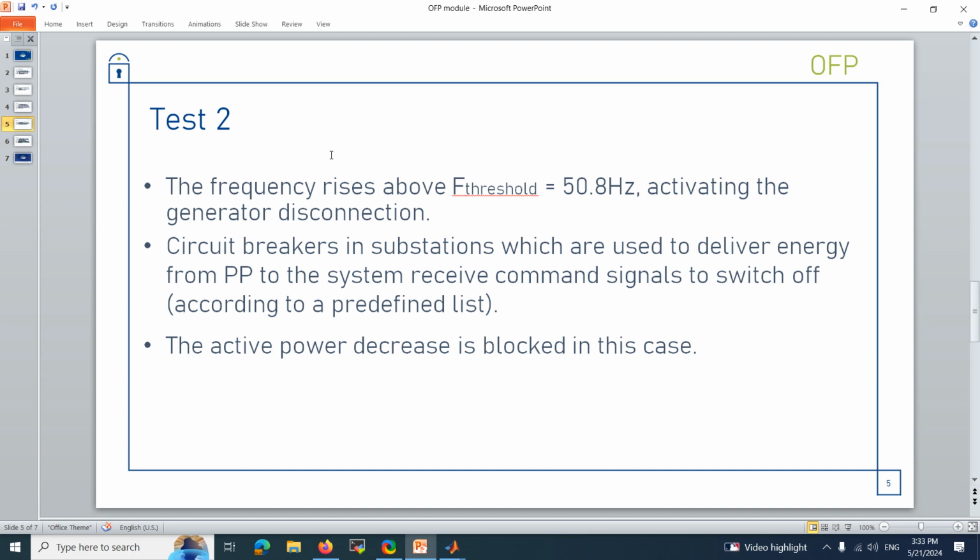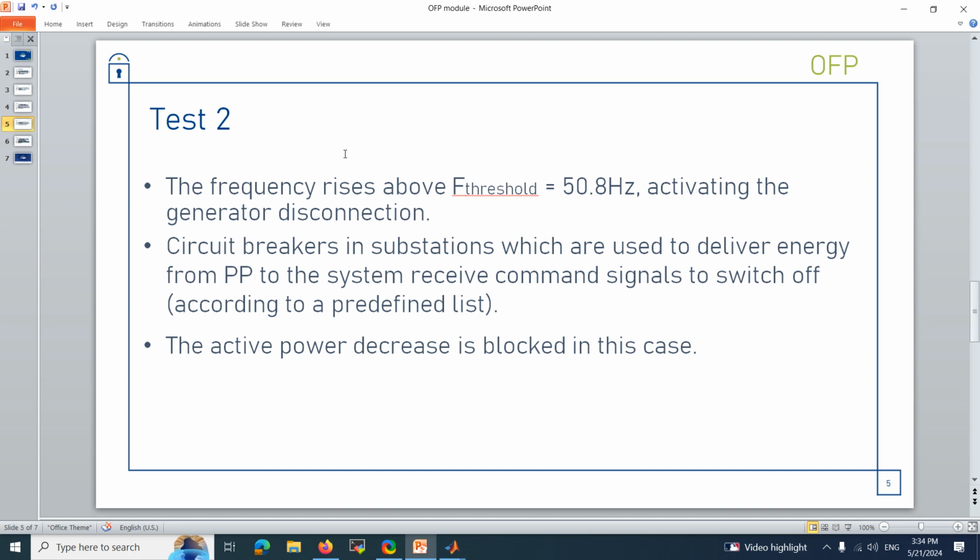Circuit breakers in substations which are used to deliver energy from power plants to the system receive command signals for switching off. Please keep in mind that one circuit breaker within an overhead tie line field can connect one or more generator units to the transmission system. The reduced sum of power in the algorithm, when sending the command signal for shutting down, will be calculated according to knowledge of it. So to conclude, we will send command signals in the described way and not directly to generators.